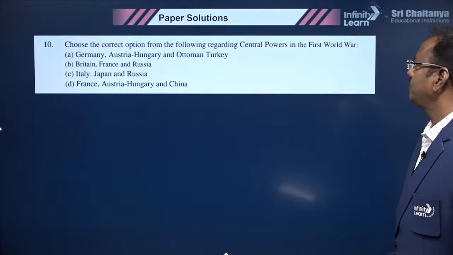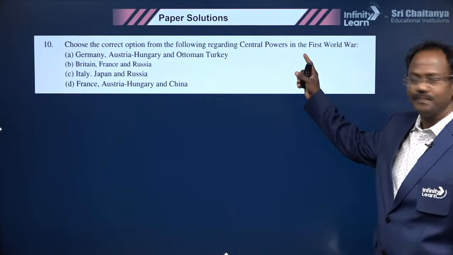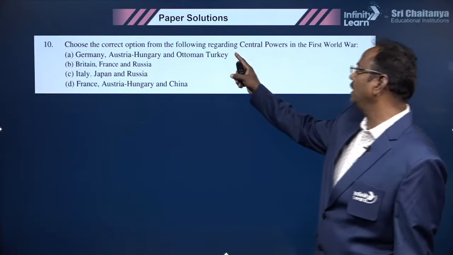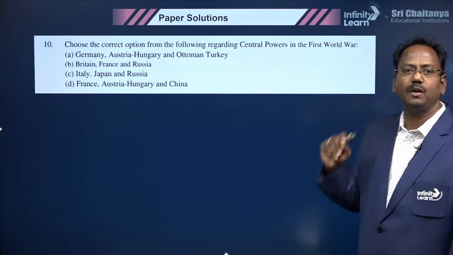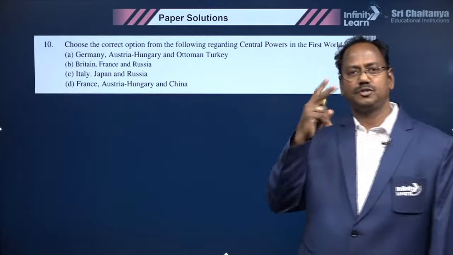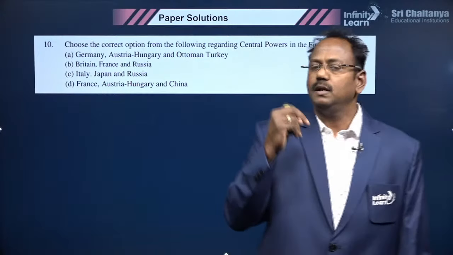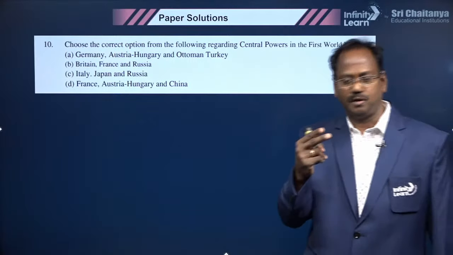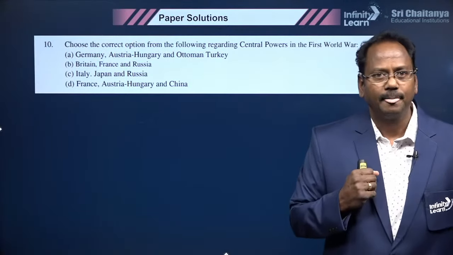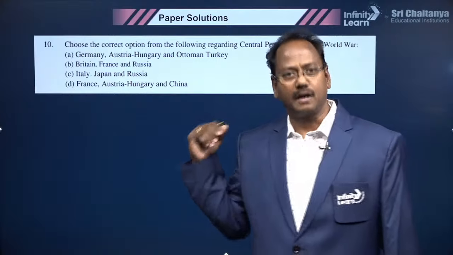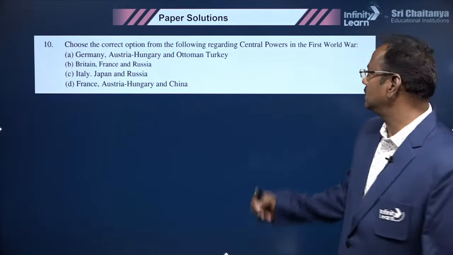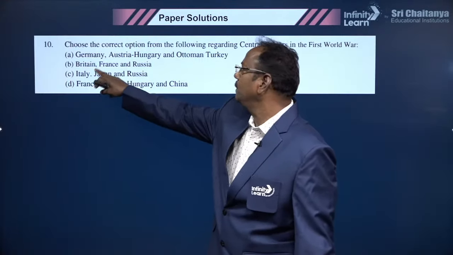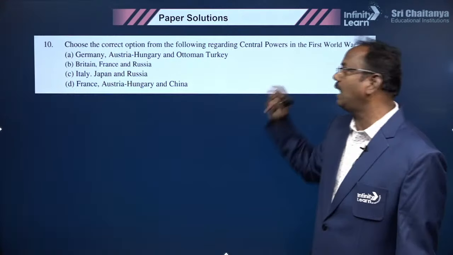Choose the correct option from the following regarding central powers in the First World War. As we know, in the First World War, we have two major groups. One was the Allied forces. Allied forces were the combination of the UK, that is England, then France, Russia, and America, isn't it? These are the other countries. So mainly we could see Britain, France, Russia, like countries were the Allied forces.